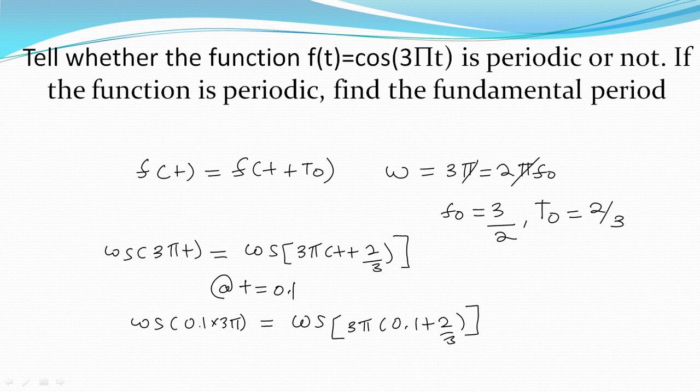So evaluate muna natin si left side of the equation. 0.1 times 3 pi, so approximately equal to 0.59. So equal ba siya dito sa right side of the equation? So check natin, cosine of 3 pi times 0.1 plus 2 over 3. So yun, equal siya, 0.59 din. So pumasa siya doon sa periodicity definition. So periodic si cosine 3 pi t.